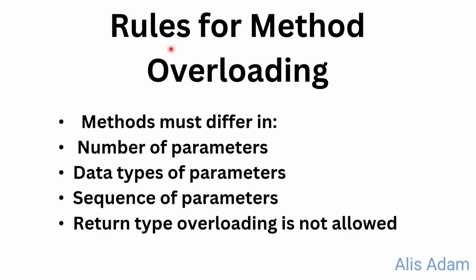Some specific rules for method overloading: method names must be the same, but the parameters and arguments must be different. The number of parameters must be different, the data types of the parameters must be different, and the sequence of parameters is important. Changing only the return type is not allowed for overloading. This line may be difficult to understand, but that is what I am saying.